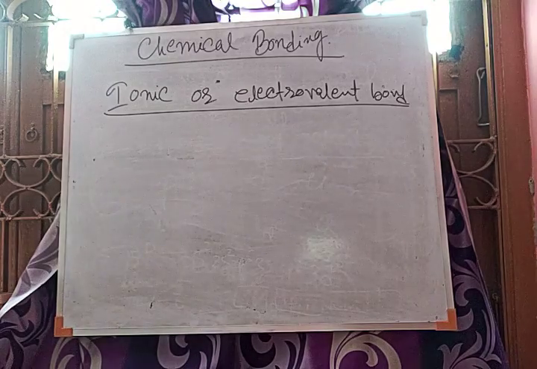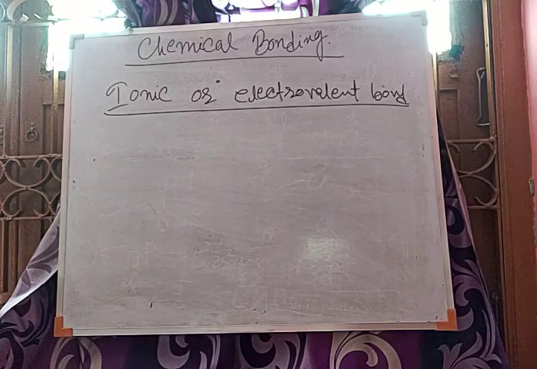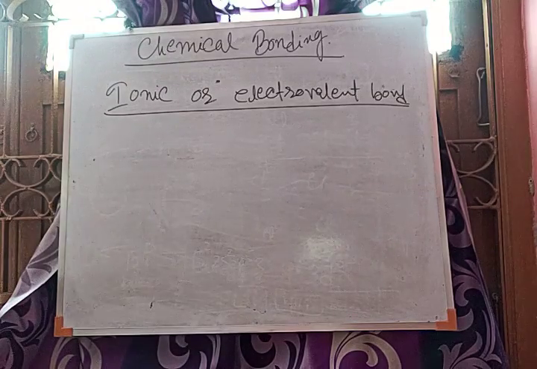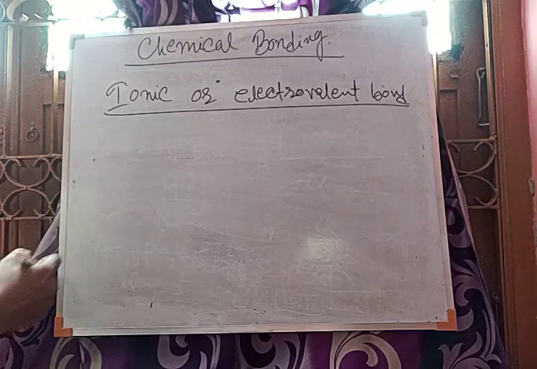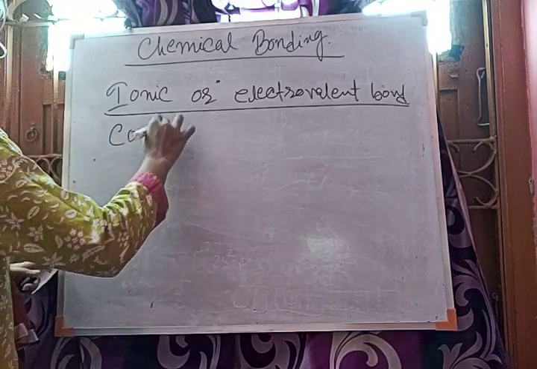So what are the primary conditions that should be maintained for the formation of ionic bonds? There are two conditions for the formation of ionic bonds.